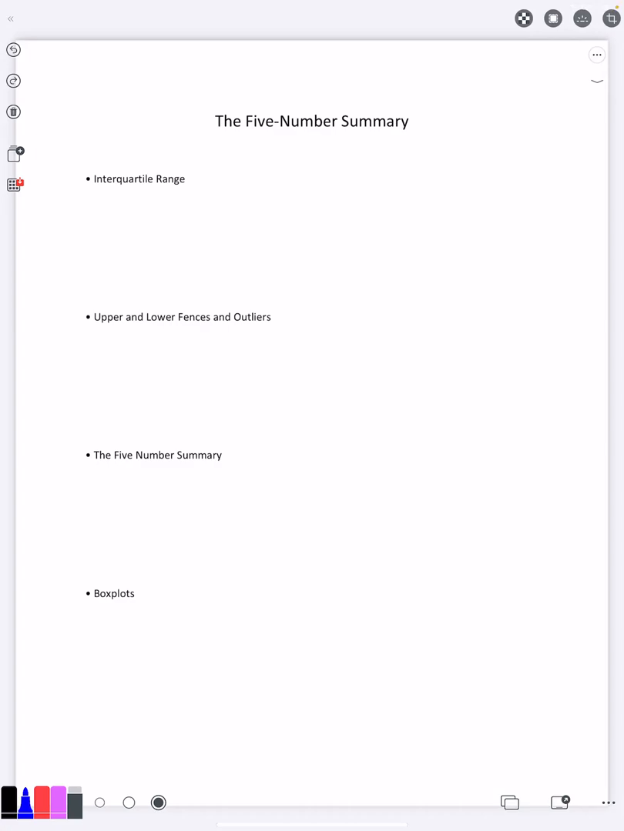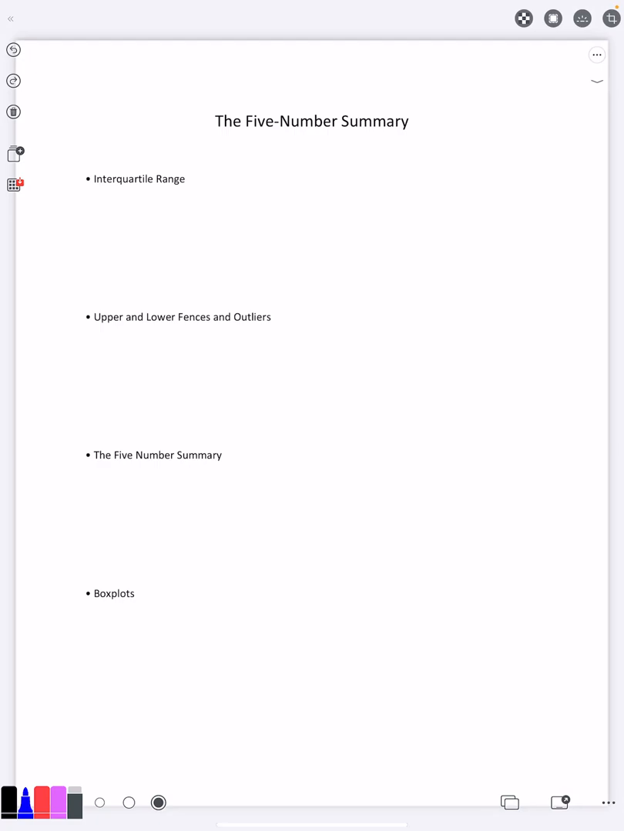In this video, we're going to talk about something called the 5-number summary. This is going to be based on the quartiles we learned about in the previous video, and once we have this 5-number summary, we'll be able to draw a box plot, which is a very convenient graphical way to represent data that you've gotten.